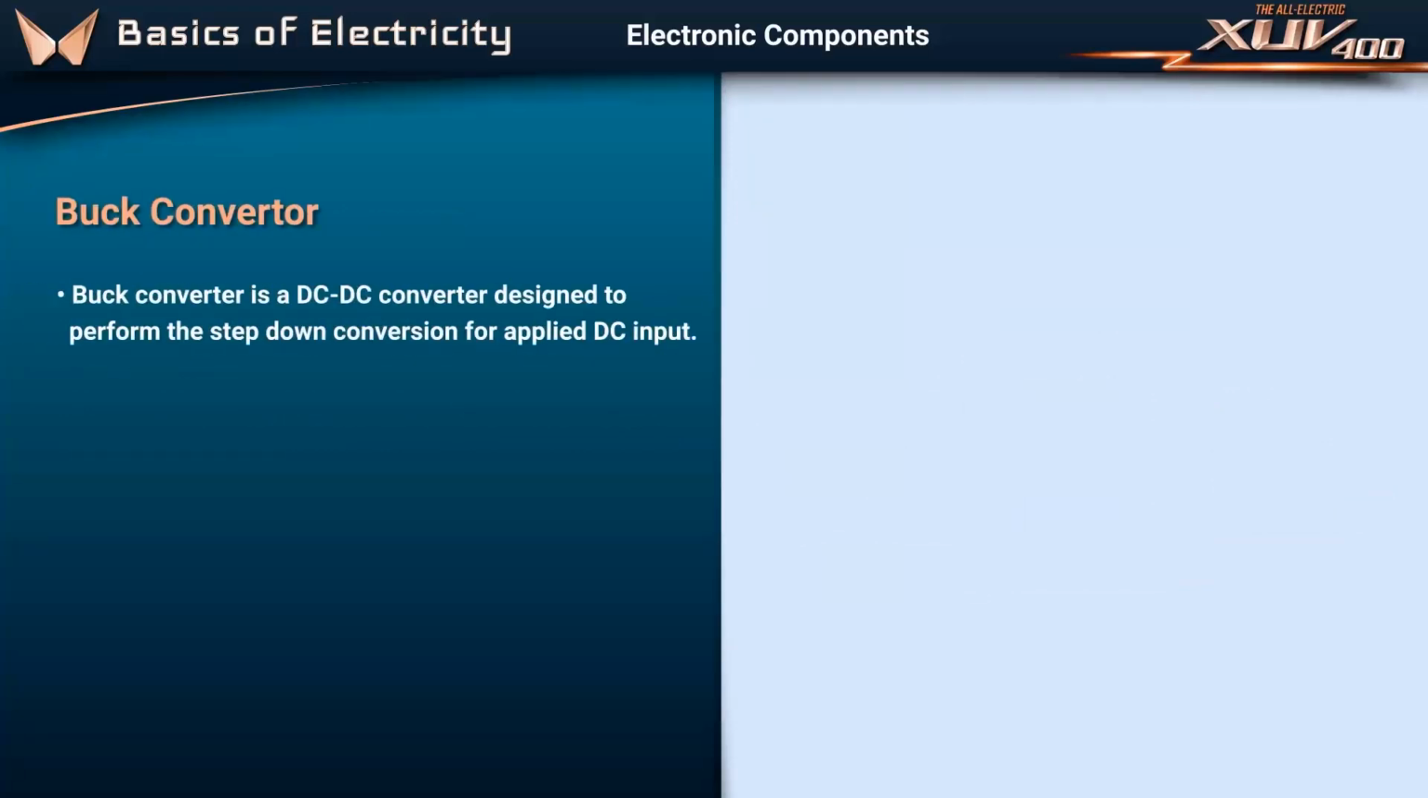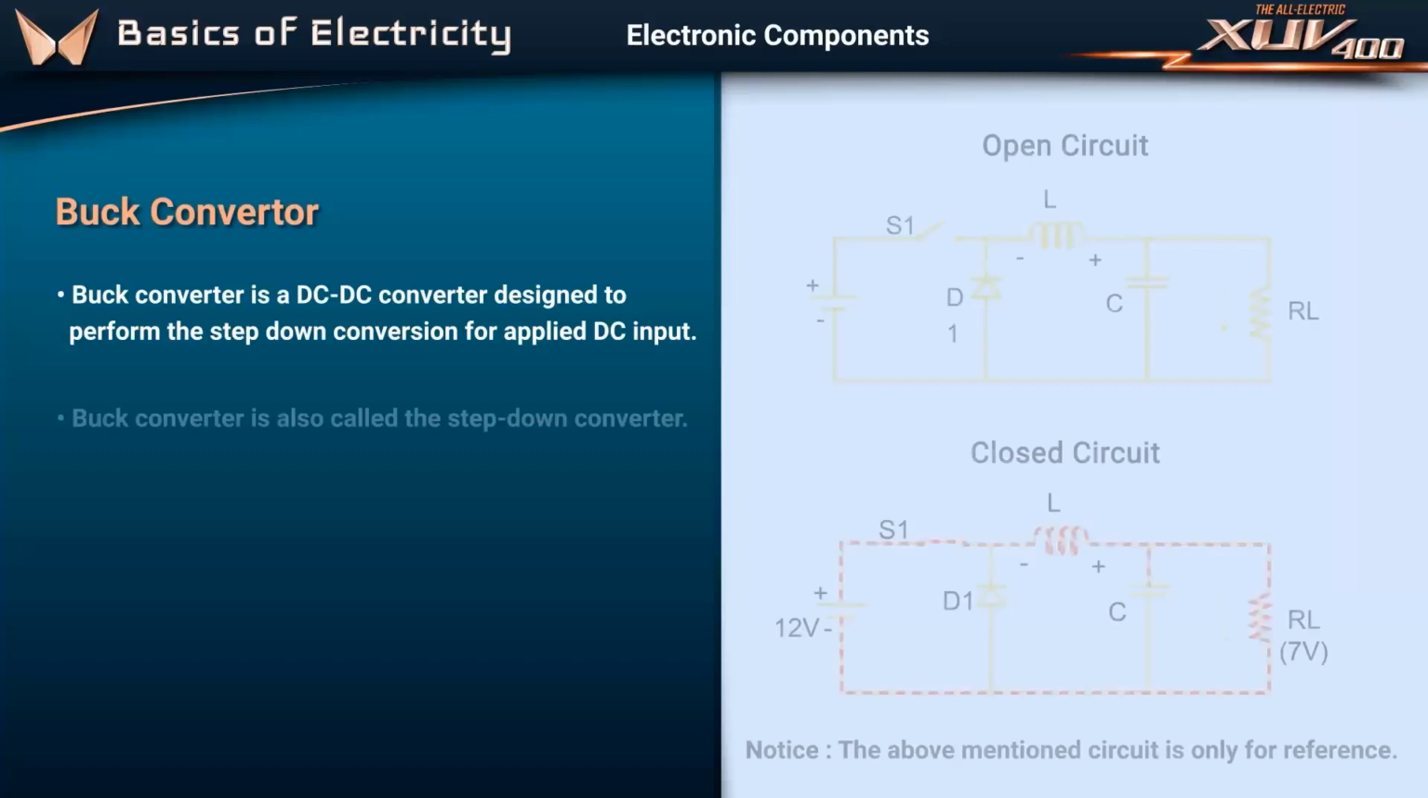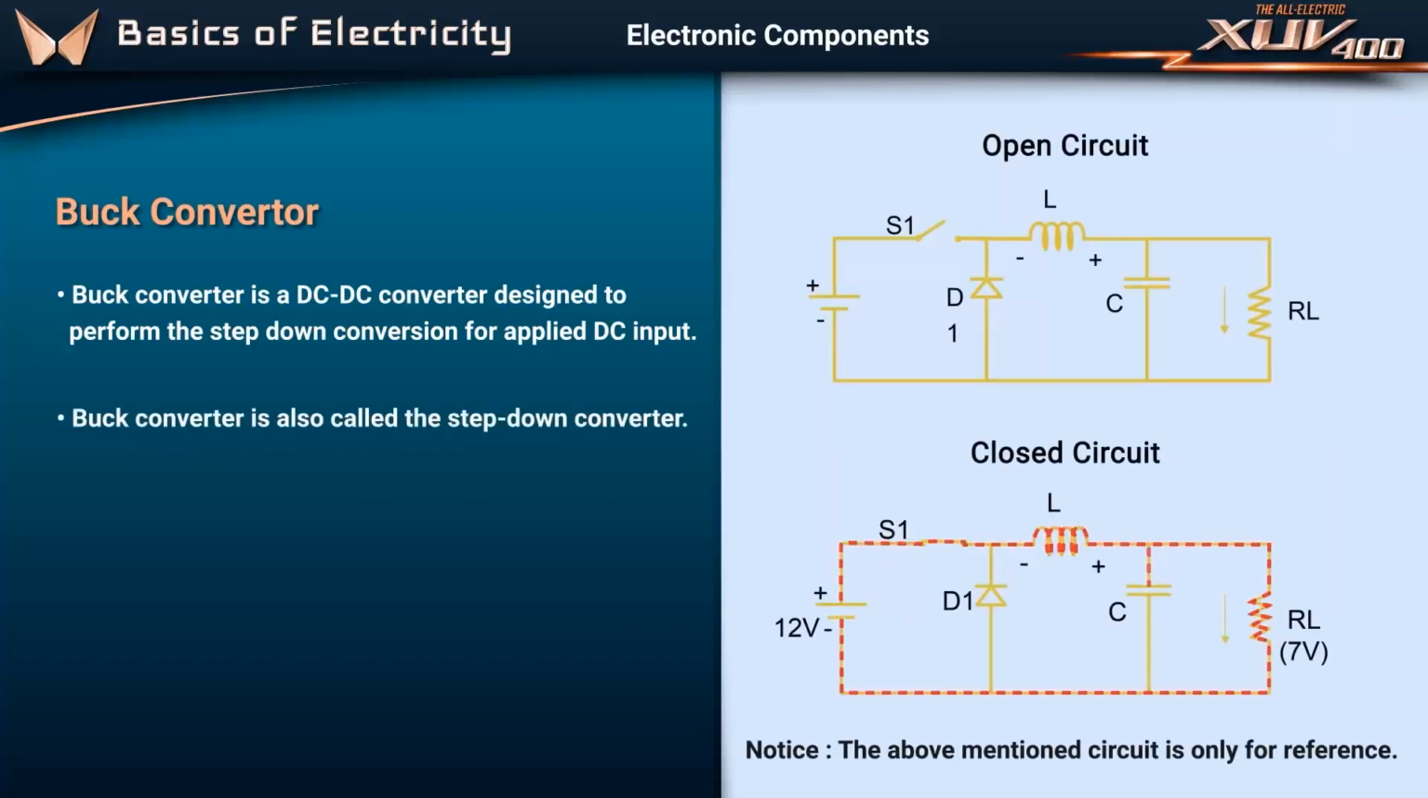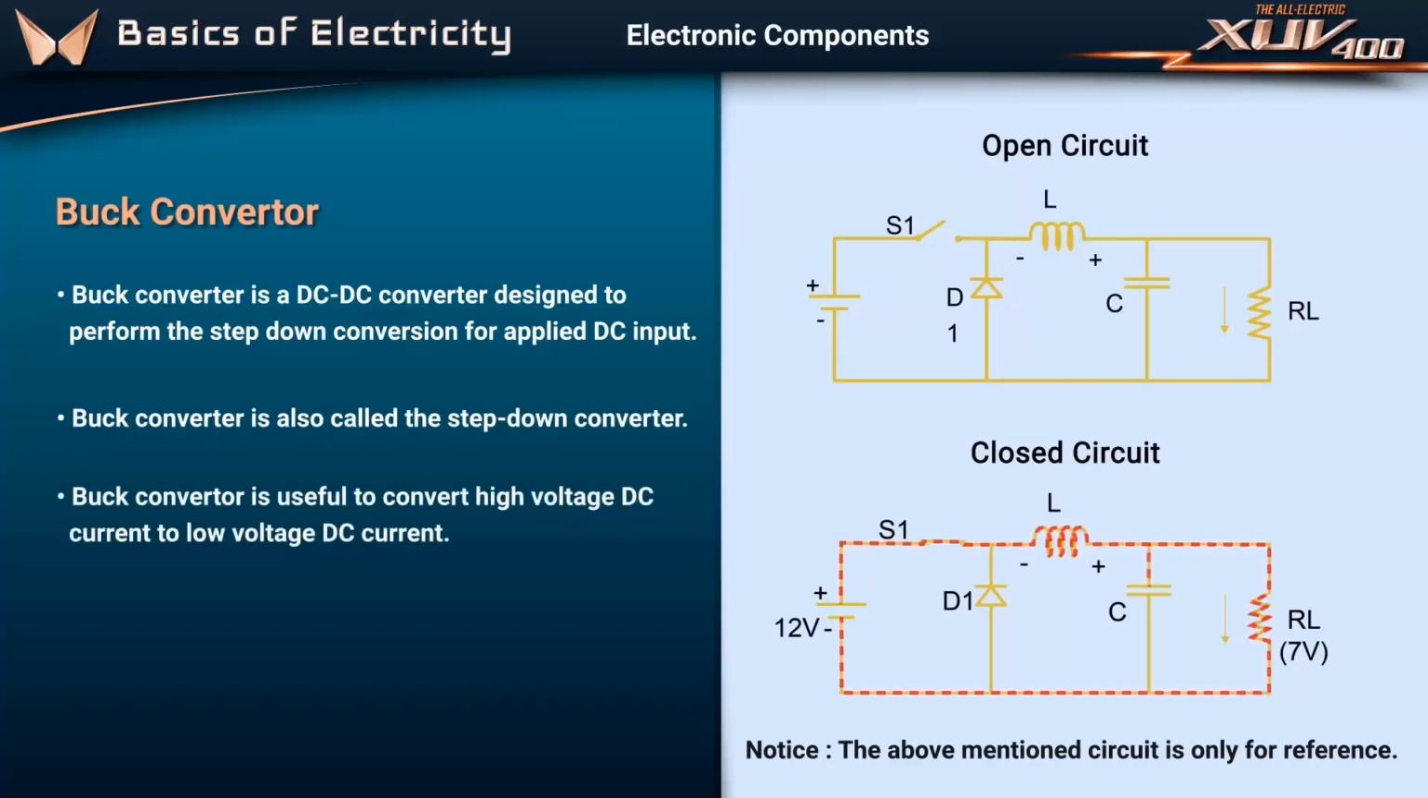Buck converter. A buck converter is a DC to DC converter designed to perform the step-down conversion for an applied DC input. A buck converter is also called a step-down converter. A buck converter is useful to convert high voltage DC current to low voltage DC current.